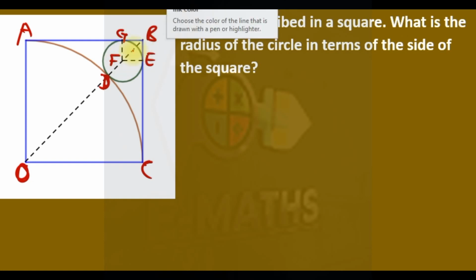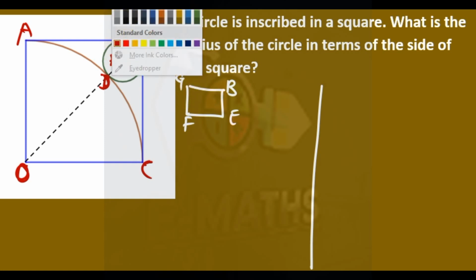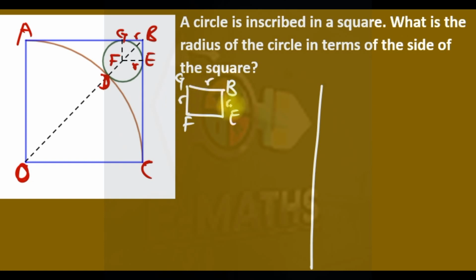You can see that this is a square now. This is G, B, E, and F. If the radius of this circle is R, you see that EF is R. So they are all R, R, R, R. So this is the diagonal. As you can see, this is 90.